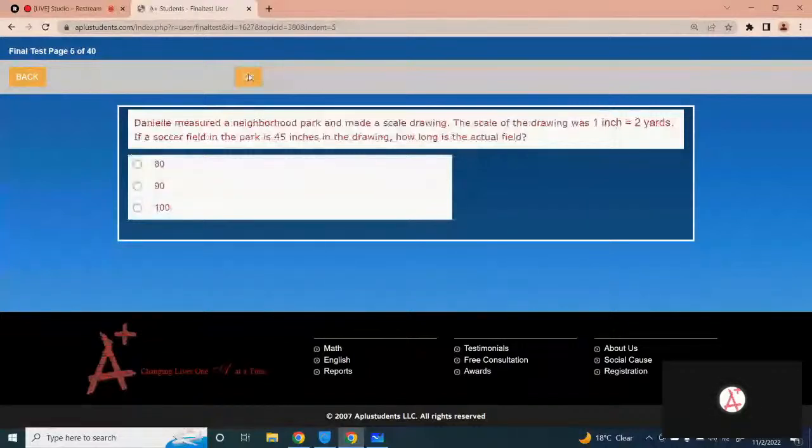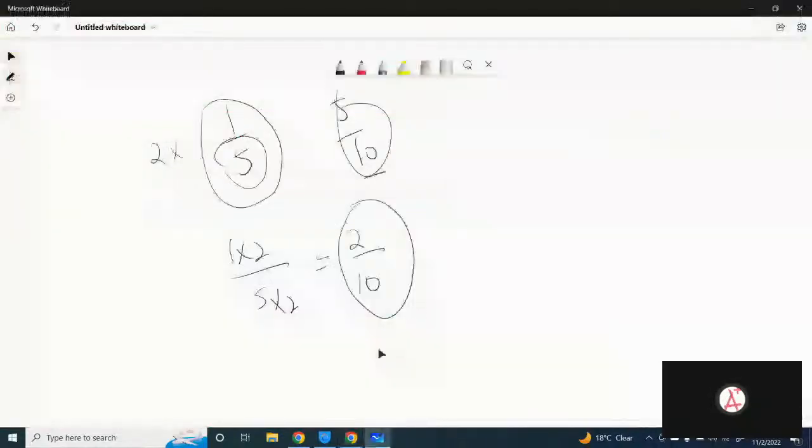Just select the correct option and click on the OK button. Okay, Daniel measured a neighborhood park and made a scale drawing. The scale of the drawing is 1 inch to 2 yards. If the soccer field in the drawing is 45 inches, how long is the actual field? So the ratio is 1 inch to 2 yards. Got it?